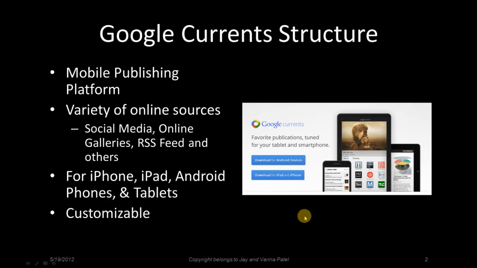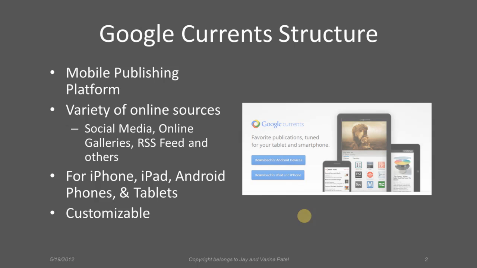Google Currents is a really great app that delivers all your favorite news feeds and publications directly to your mobile device. It's a really clean and appealing interface, and the formatting and layout are beautiful. So we're going to talk a little bit about the structure. This is a mobile publishing platform. You can get information from a variety of online sources, and you're using this on your iPhone, your iPad, your Android phones and tablets, all your mobile devices.